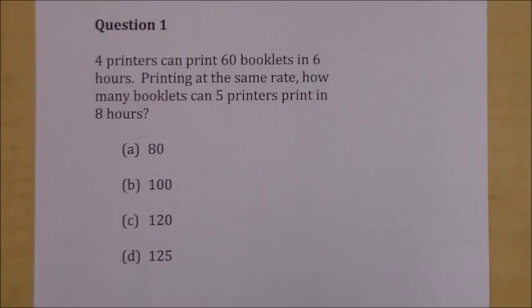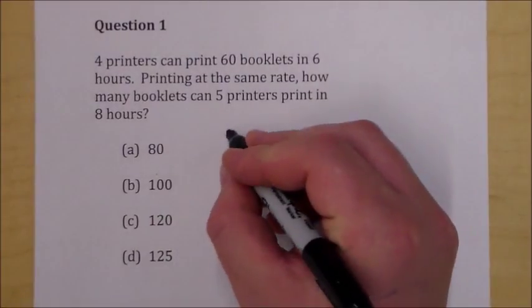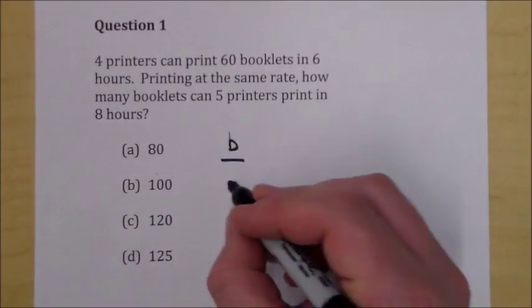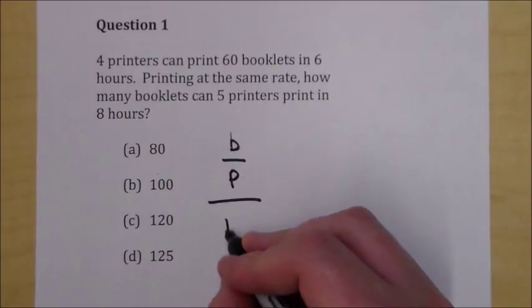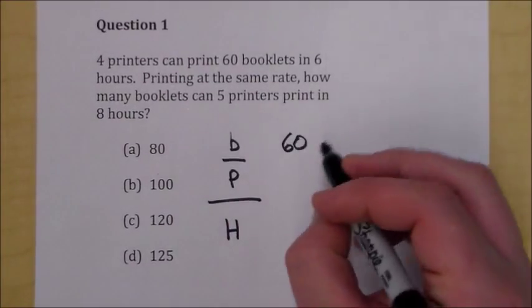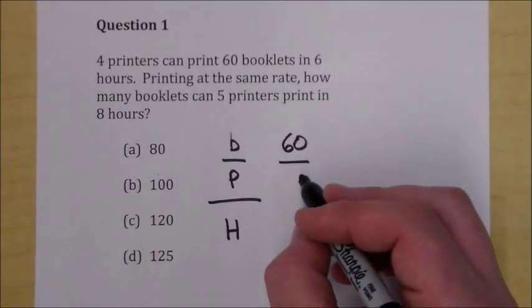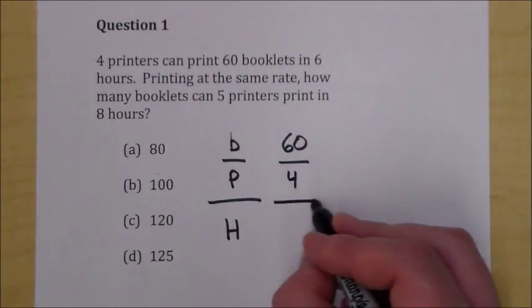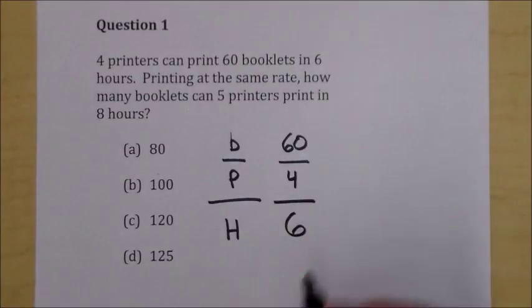Let's get to work. Okay, question 1. 4 printers can print 60 booklets in 6 hours. Printing at the same rate, how many booklets can 5 printers print in 8 hours? Okay, this is how I would do it. There's several different ways to do it. So you want to have booklets per printer per hour. So that's 60 booklets for 4 printers in 6 hours. And it's just like a normal ratio and proportion.